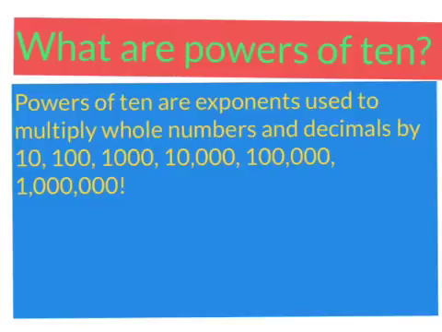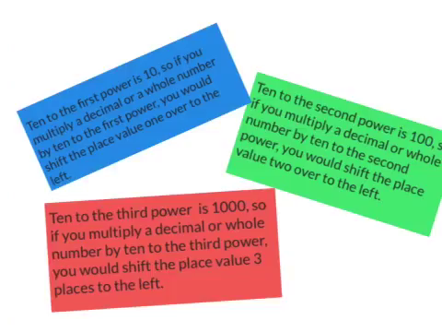What are powers of 10? Powers of 10 are exponents used to multiply whole numbers and decimals by 10, 100, 1,000, 10,000, 100,000, and even a million. Ten to the first power is 10, so if you multiply a decimal or a whole number by 10 to the first power, you would shift the place value 1 over to the left.